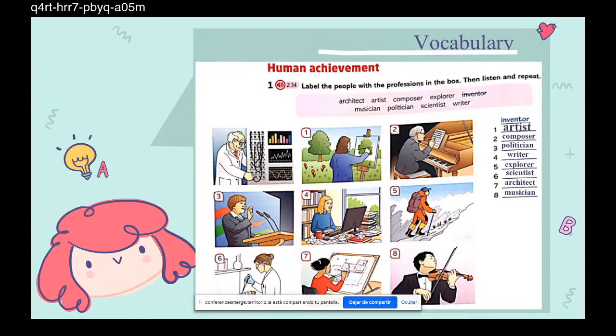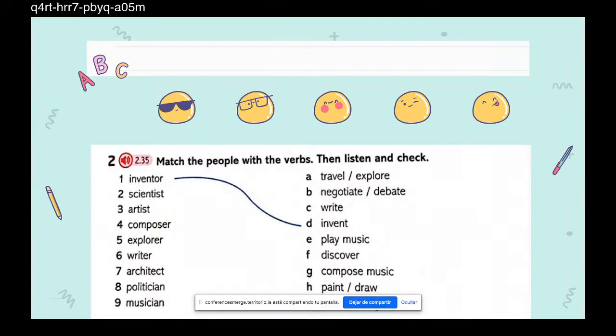In exercise number two, we are going to match the people with the action that they do. As an example, the inventor is a person who invents something, right? So the number two, the scientist, is a person who discovers. He or she doesn't invent. She or he studies to discover something new, as nowadays the scientists are the people who are looking for a vaccine or medicines or something corresponding to the pandemic that we are living, right?